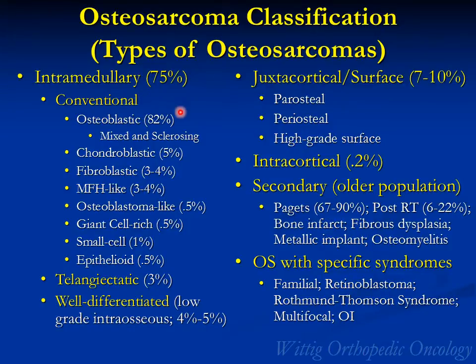Your conventional, your high-grade surface, your telangiectatic, your periosteal osteosarcomas are all treated as though they are high-grade tumors. They receive chemotherapy before surgery, then postoperative chemotherapy. Chemotherapy before surgery is referred to as neoadjuvant chemotherapy, and chemotherapy after surgery is referred to as adjuvant chemotherapy. Intracortical osteosarcoma, nobody really knows the exact way to treat that because it's extremely rare, but more than likely, if histologically it looks like a high-grade tumor, it would be treated as a high-grade tumor.